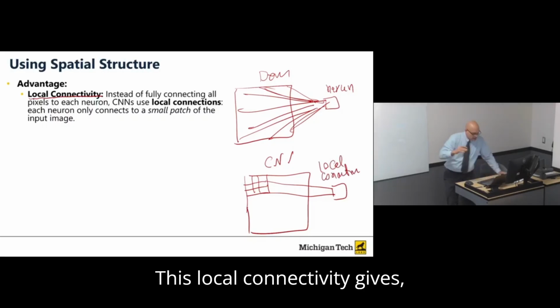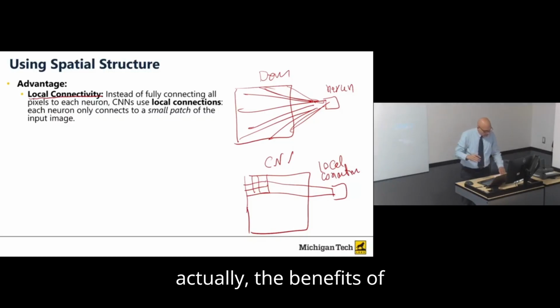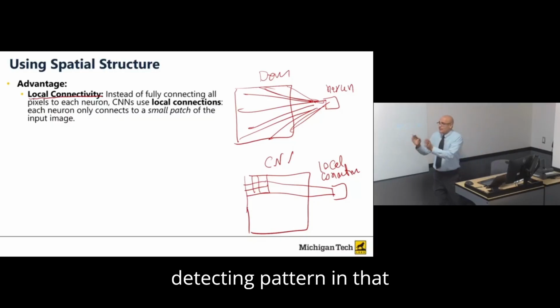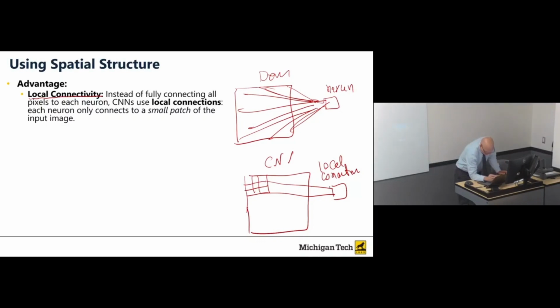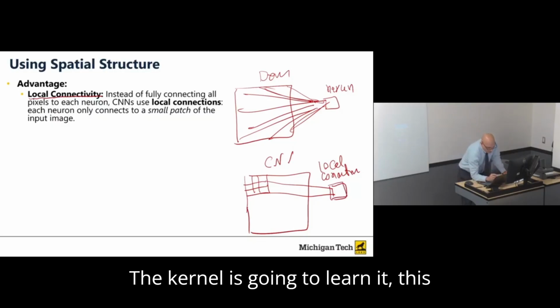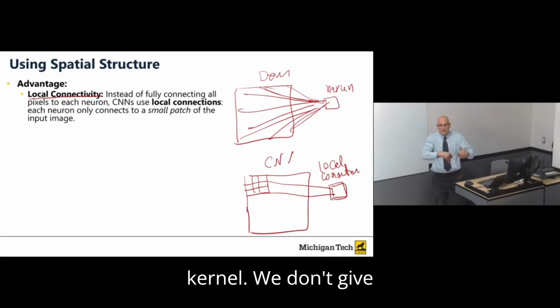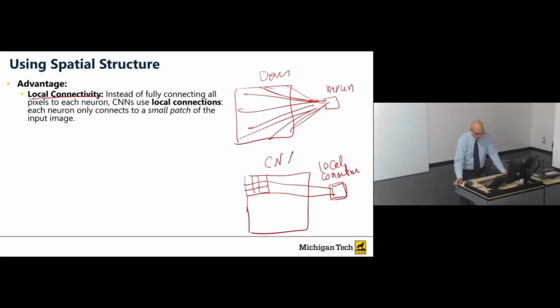So this local connectivity actually gives the benefit of detecting patterns in that field. If there is any pattern in that field, this kernel is going to learn it, because we are learning that kernel. We don't give those weights ourselves. Those weights are going to be learned from data.